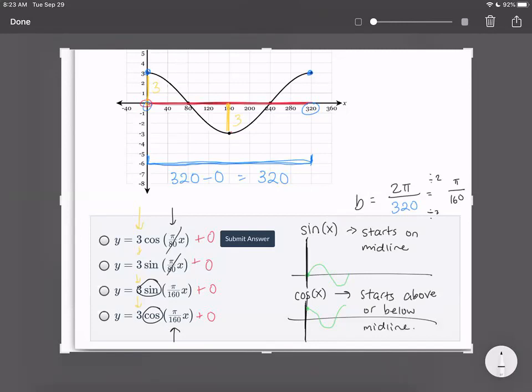So you have to identify your midline and then figure out if this is starting on the midline or above or below the midline. Do you guys have questions on that?